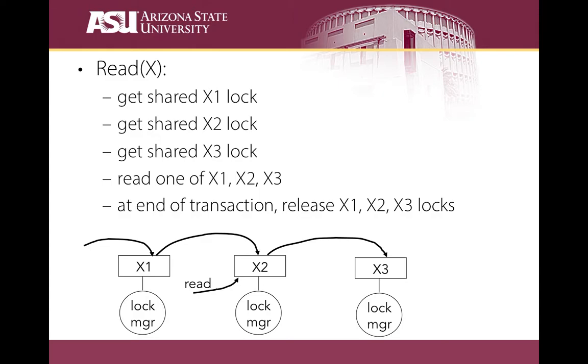One of them, another transaction might modify. So you have to obtain a shared lock on all of them and then read any one of them. So this mechanism again achieves consistency, but it has an issue. What is that issue?